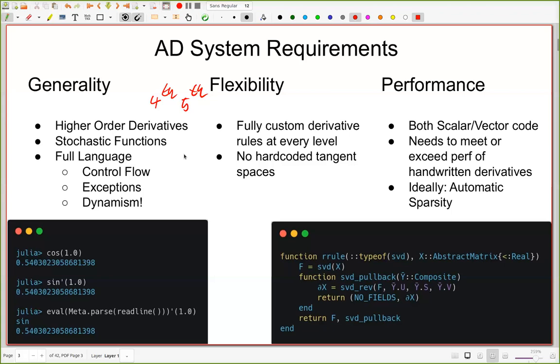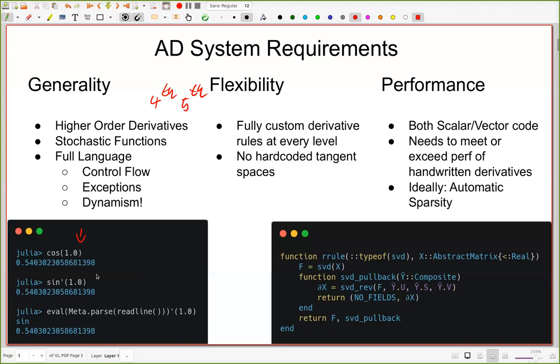So higher order derivatives, other things like stochastic functions are interesting. So we care about functions that maybe sample some sort of random variable. They don't necessarily have to be deterministic. But most importantly for generality is that the AD system really supports the full language, including things like control flow, including exceptions. And Julia is a dynamic language, so all the supported forms of dynamism that we have in the language, we want to have in our AD system also.